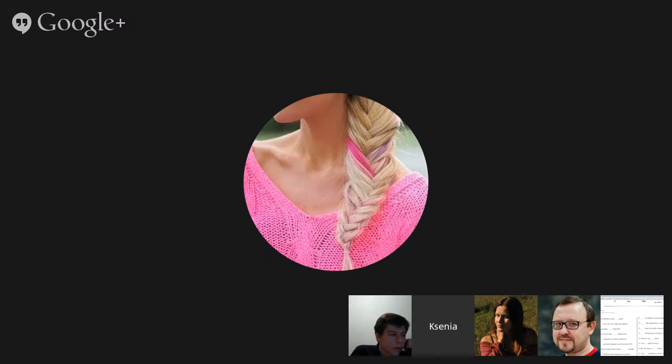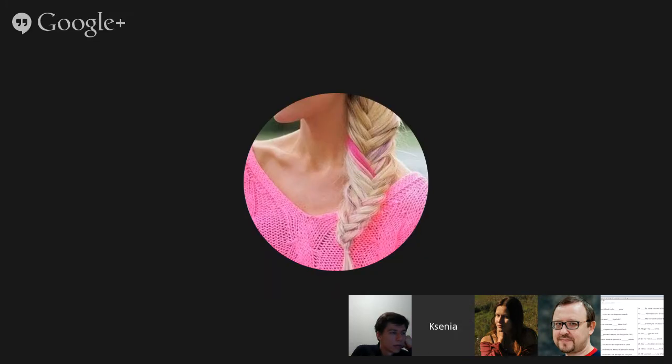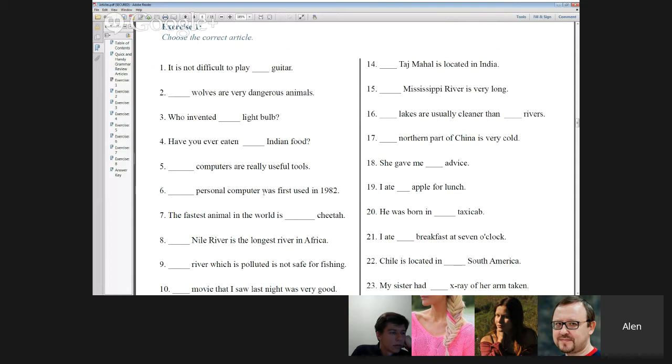The personal computer was first used in 1982. Very good. The personal computer, the PC. You see here? Like I said before, if it's in singular, you have to put the. The personal computer was first used in 1982. Very good.